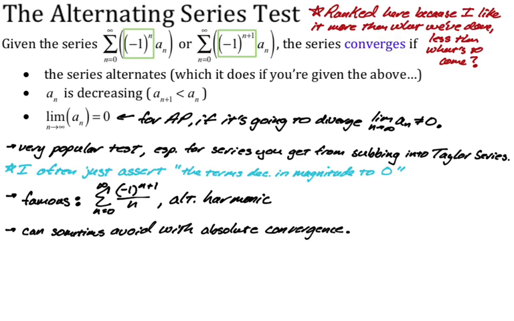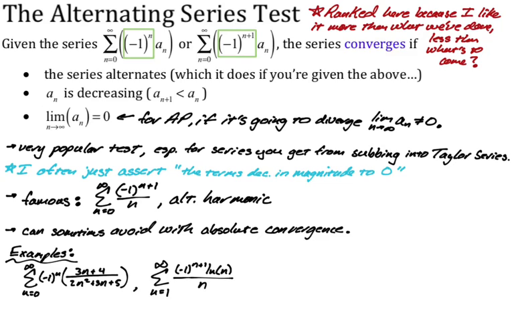From an AP perspective, I would say this is maybe the second most important test. But overall, I'm not ranking it that high because I don't like it that much. So here are some things that I'd use it on. Basically anything that alternates, right? We've got -1 to the n and then a thing, or -1 to the n and then another thing. That's when you're going to think to use it.